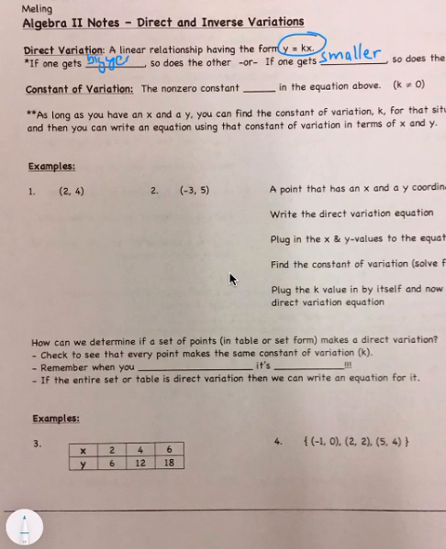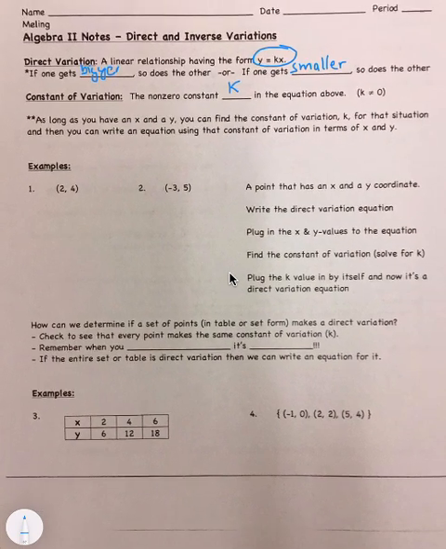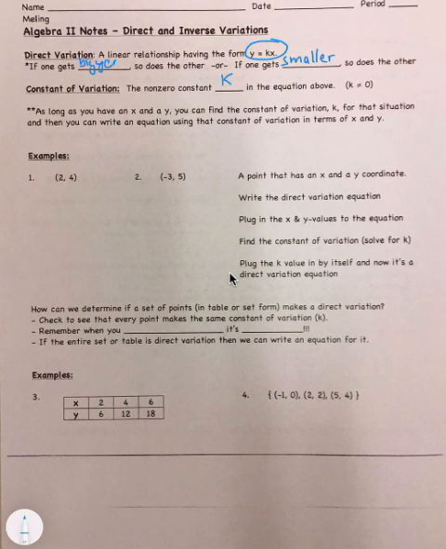So the same thing happens to both variables, x and y. We also have something called the constant of variation, which is that k you see. It's a non-zero constant in the equation above that basically relates the two variables together. K cannot be zero. As long as you have an x and a y, you can find the constant of variation k for that situation, and then you can write an equation using that constant in terms of x and y.